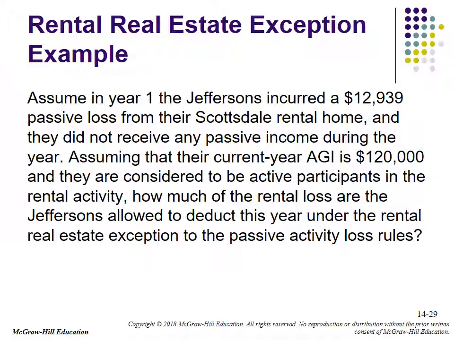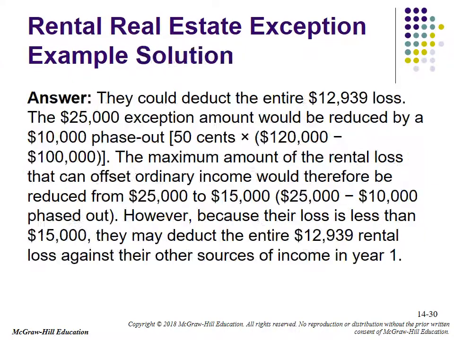Now, keep going, assume that their current AGI is $120,000. So now they're above 100 grand, but they do actively participate in their rental activity. So they are allowed to deduct a portion of this loss. Let's see how much. We take the difference between their AGI, which is 120, minus 100,000. So their AGI is $20,000 more than the phase out. They reduce the maximum loss they can deduct by 50 cents on the dollar, so the phase out is $10,000.